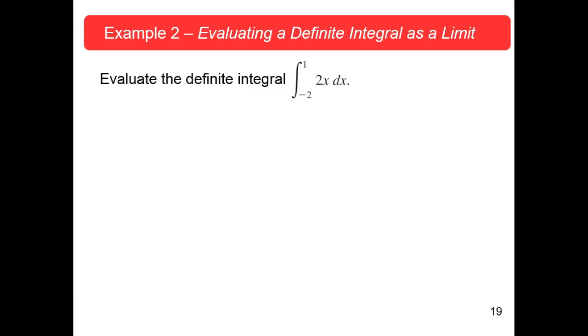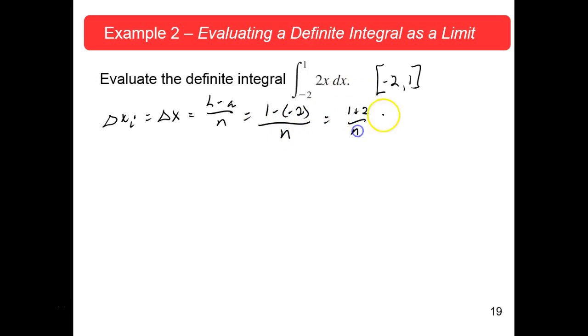The definition of integrability implies that any partition whose norm approaches 0 can be used to define the limit. For computational convenience, define the partition by subdividing the interval from -2 to 1 into n subintervals, and that will make your delta x exactly what we want. We're going to do them evenly, not like we did in one of the earlier examples. This will be b minus a, remember that, b minus a divided by n. Here your b is 1, so 1 minus negative 2, divided by n, so that's 1 plus 2 divided by n, which is 3 divided by n. That's your delta x, and that'll be the delta x for every one of them.